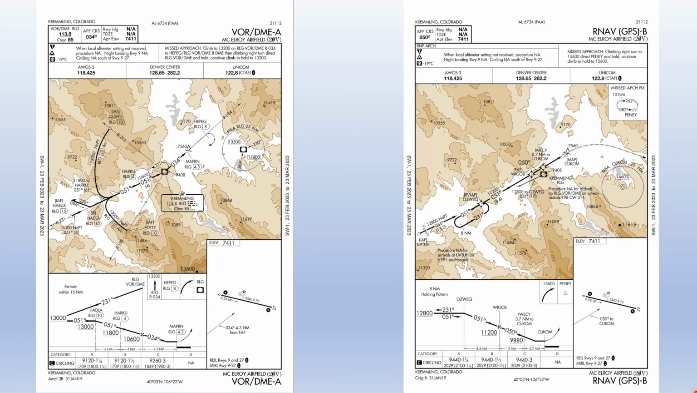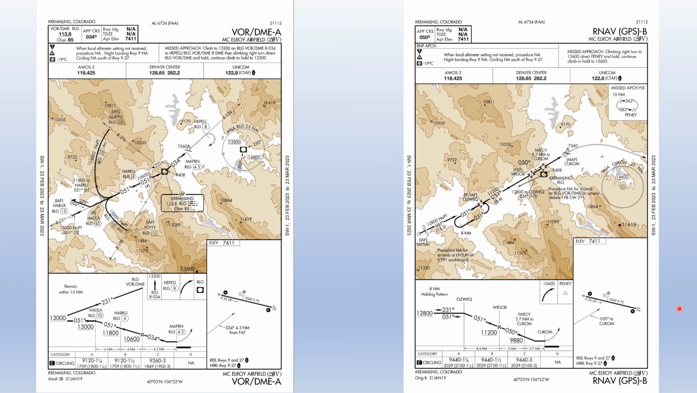If there's more than one circling approach at an airport, each approach will get a letter in the title, starting with the first one that's published getting the A and then going up the alphabet from there. For example, here at Kremmling, Colorado, we have a VOR DME Alpha into the airport. And then we also have a circling only GPS approach that is the RNAV GPS Bravo. And it can go right on up the alphabet.